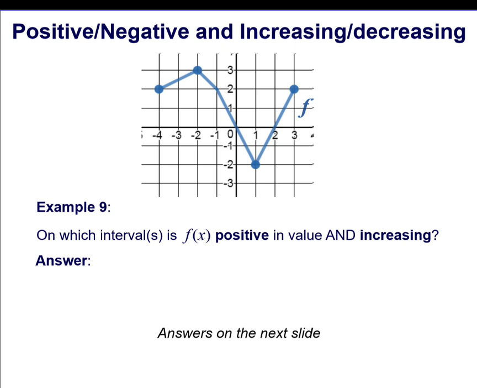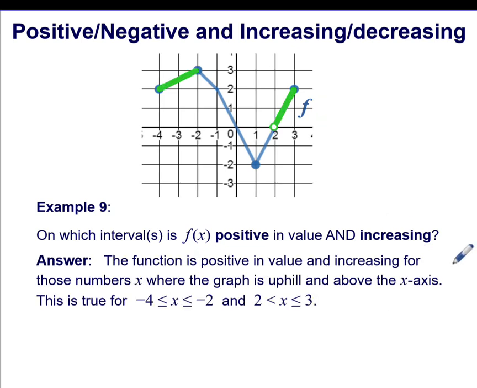Example number 9. On which interval or intervals is f of x positive in value and increasing? So when we are talking about positive in value, we are referring to the region above the x-axis. And when we are talking about increasing, we're talking about the portion of the graph where it goes uphill from left to right. Let's take a look at the answer. The function is positive in value and increasing for those numbers x where the graph is uphill and above the x-axis. This is true for -4 less than or equal to x, which is less than or equal to -2, and 2 less than x, which is less than or equal to positive 3.